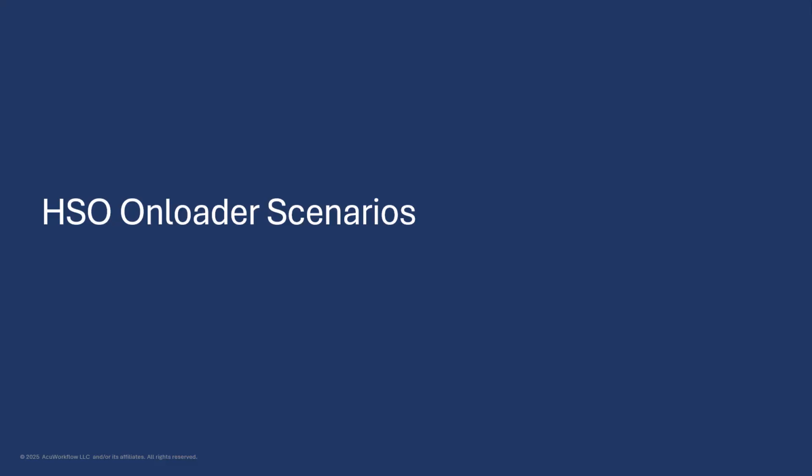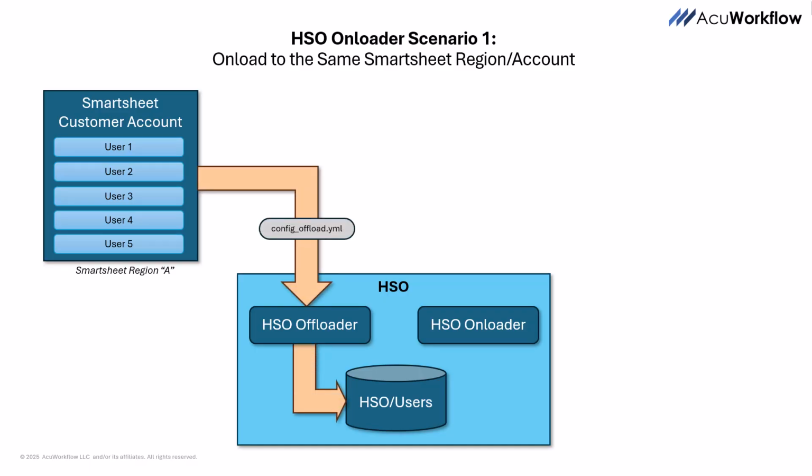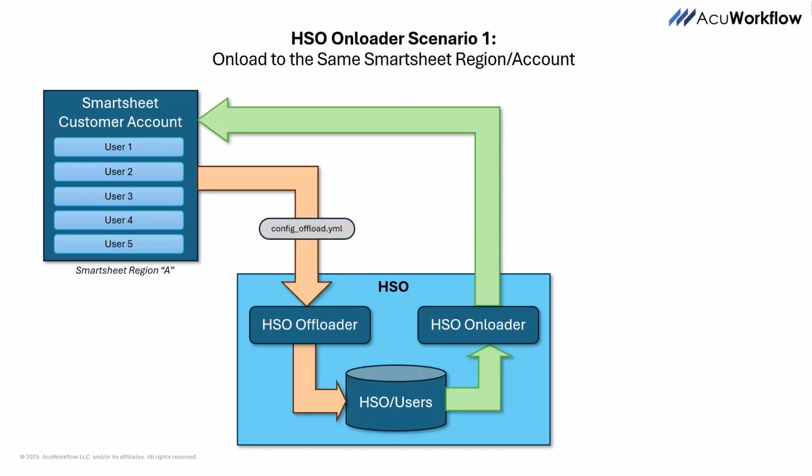At a high level, when it comes to onloading, restoring, or importing sheets back into Smartsheet from an external source, there are two main scenarios to consider. The first scenario is when you need to onload a sheet back to the same Smartsheet account in the same Smartsheet region. In this case, you can simply use the onload configuration file that is generated by default.